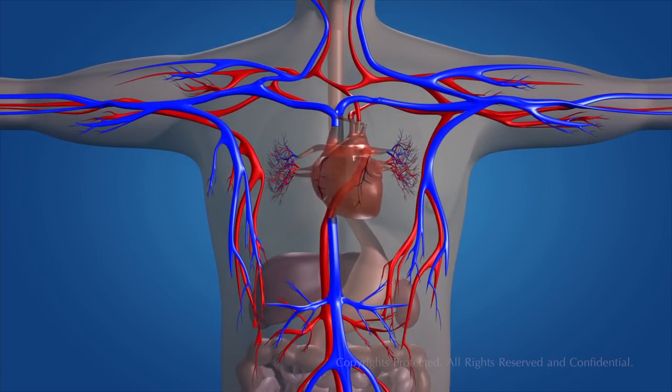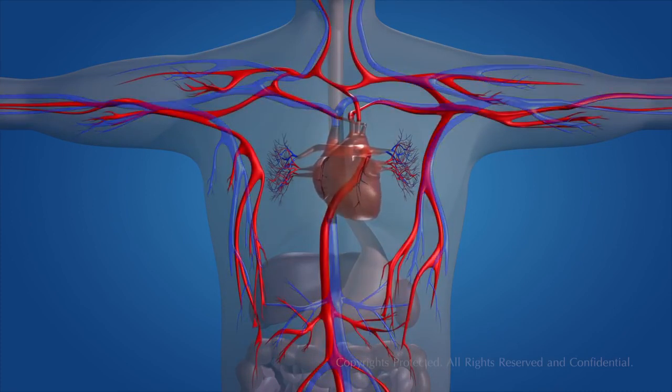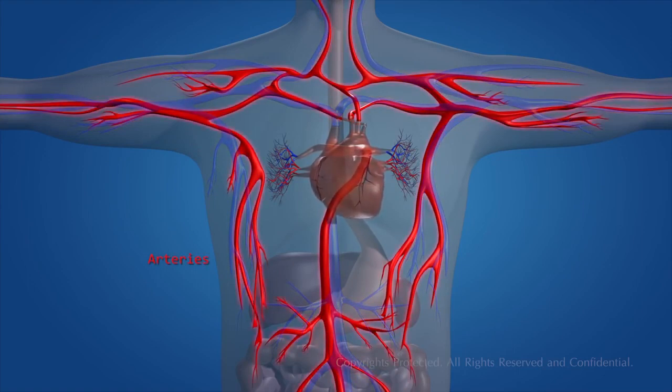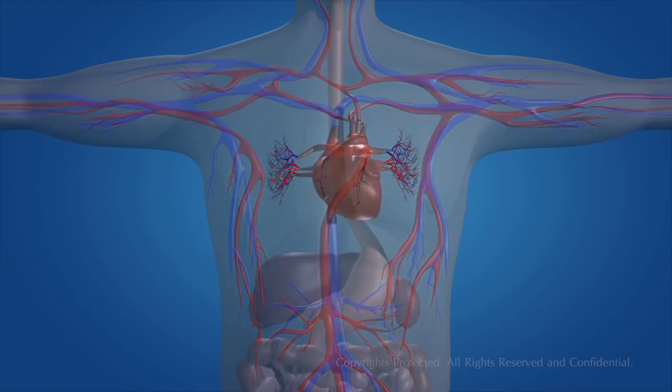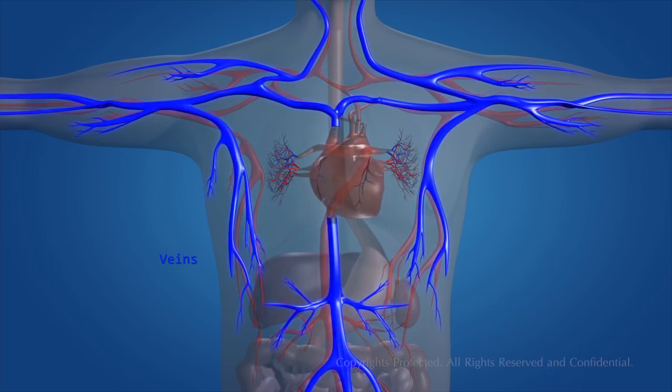for the existence of human life. Blood transports all these substances through various channels called blood vessels. Blood vessels involve arteries, veins, capillaries.